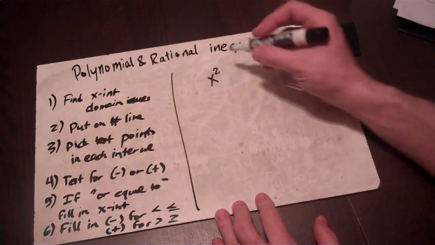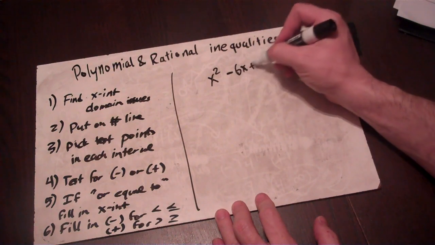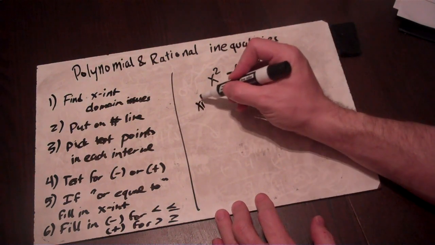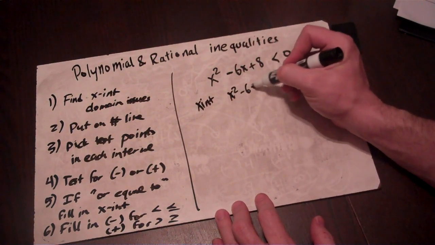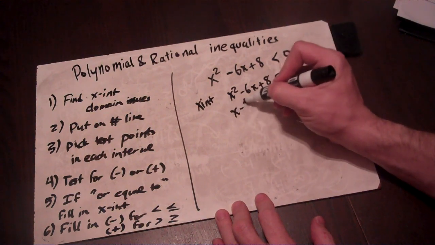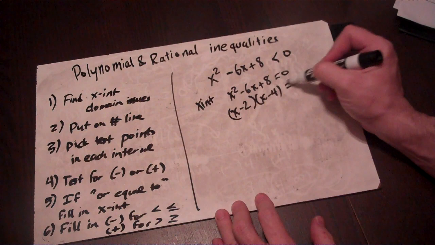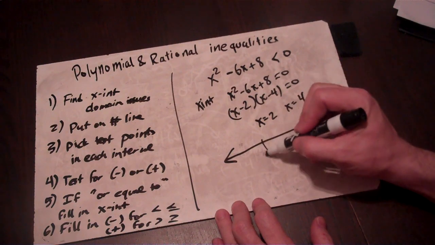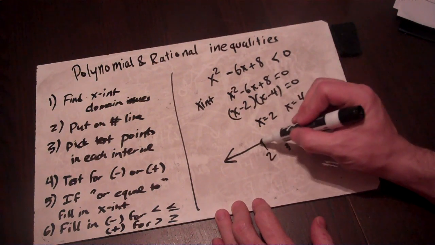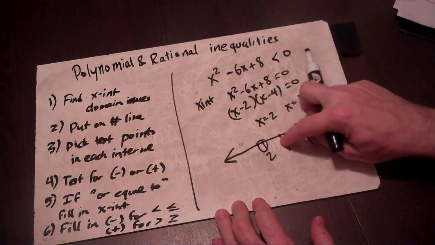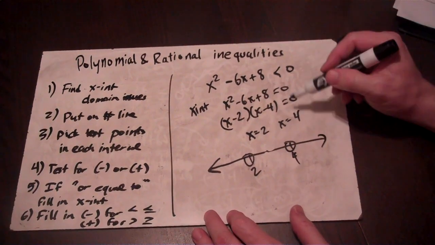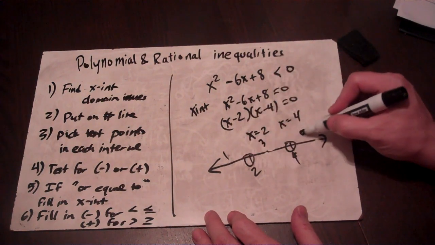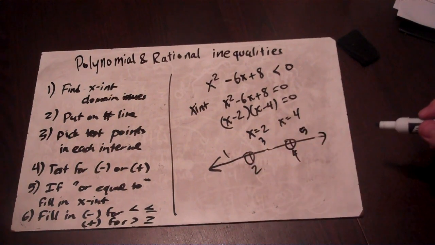So suppose that I'm doing x squared minus 6x plus 8 is less than 0. So I'm going to find my x-intercepts. I'm going to set x squared minus 6x plus 8 equal to 0. So that's x minus 2 times x minus 4. And I get x equal to 2, x equal to 4. Put another number line, 2, 3, 4. I'm going to put an open circle on the 2. And I really don't even need that 3 because I just want to really see where the endpoints are. Pick a test point. I'm going to go with 1. I'm going to go with 3. I'm going to go with 5. One for each interval. There are 3 intervals.